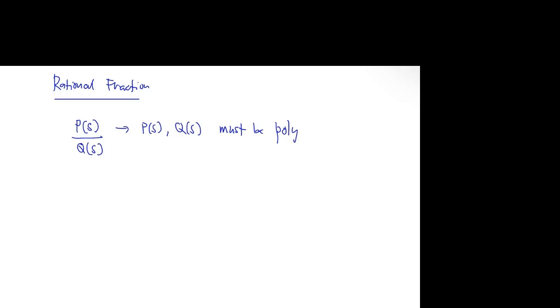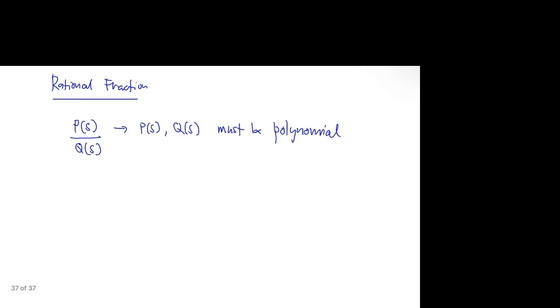So what is a polynomial? A polynomial is a function that consists of constants and a variable. In order to be a polynomial, you must have a constant and a variable.